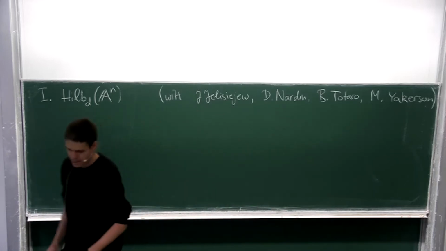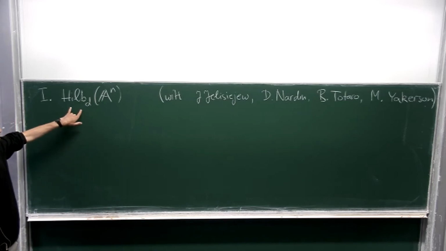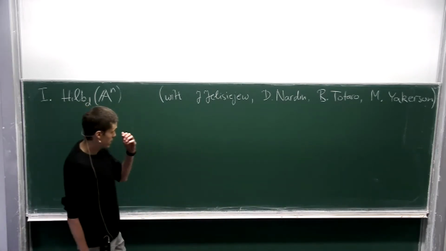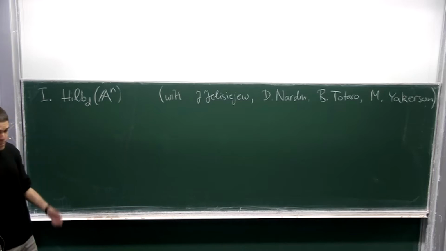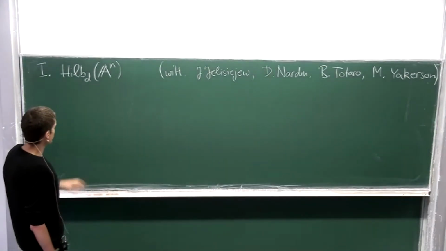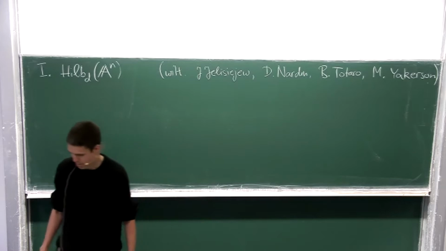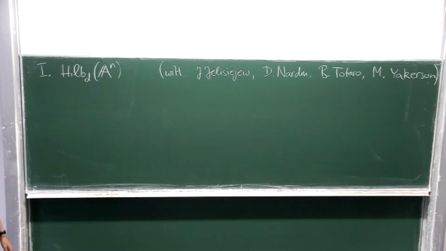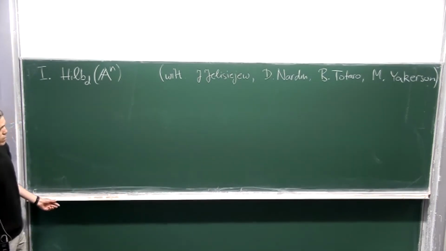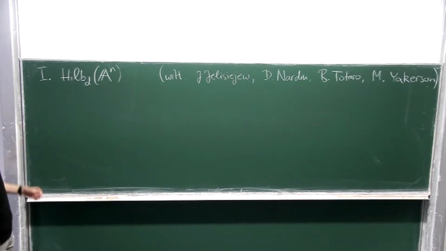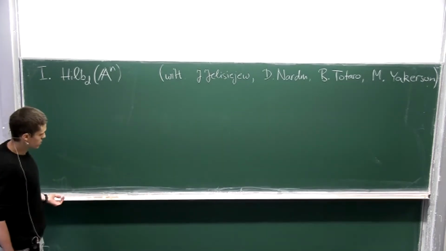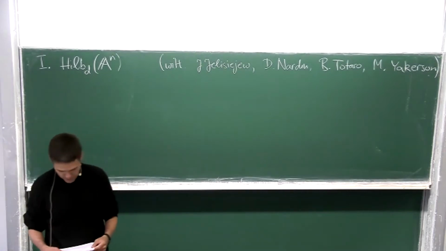So my talk is going to have two parts. In the first part, I'm going to talk about the Hilbert scheme of points in affine n-space. This is all joint work with Joachim Jelisiejew, Denis Nardin, Burt Totaro, and Maria Yakerson. The second part will be mostly independent from this one. I will be talking about algebraic probabilism and what this has to do with these Hilbert schemes, which was our original motivation for looking at them. But the Hilbert scheme is an interesting object by itself, so since we computed something about it, I'll tell you about it. Okay.